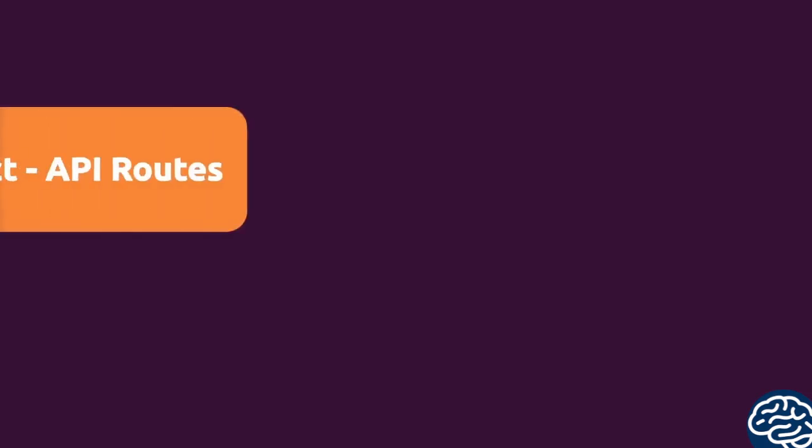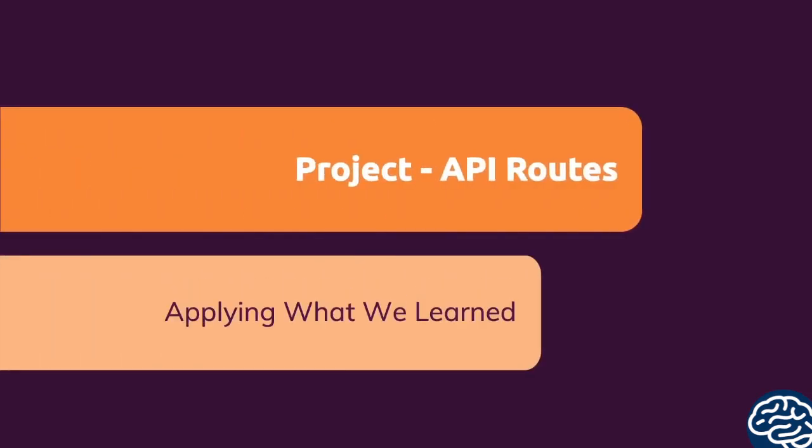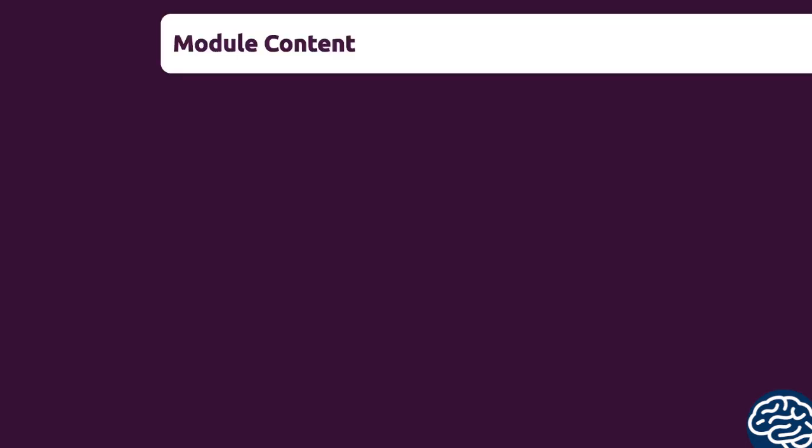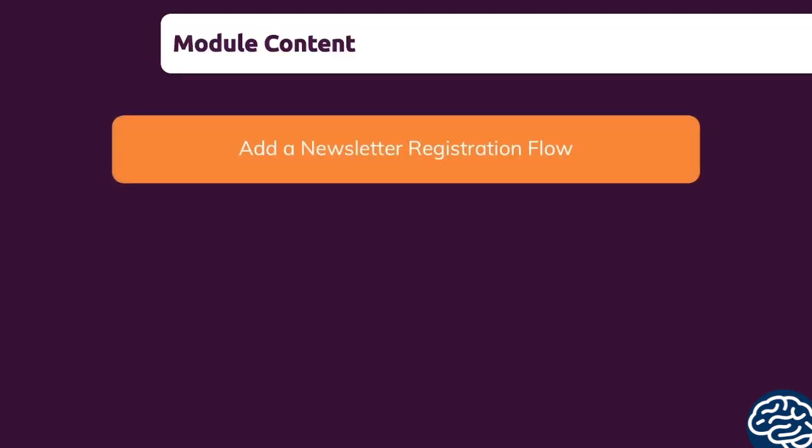Again, it's time to apply what we learned. We're going to apply our newly gained knowledge about API routes to this events project we've been working on throughout this course. In detail, in this course section, we are going to add a newsletter registration flow, a component that allows a visitor to enter an email address and then stores that email address somewhere with help of API routes.